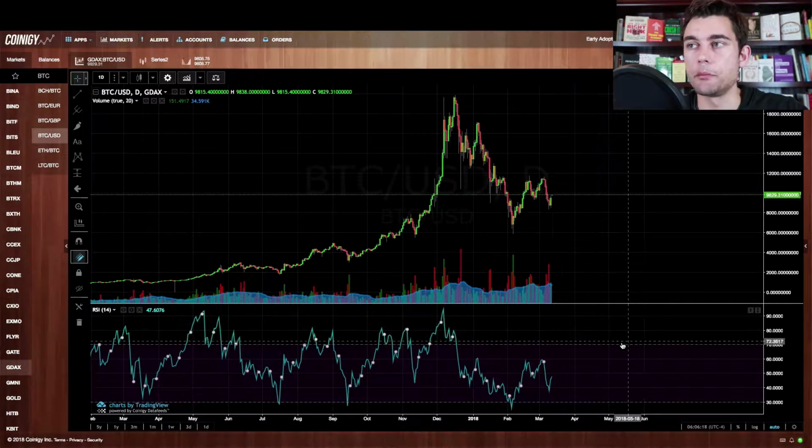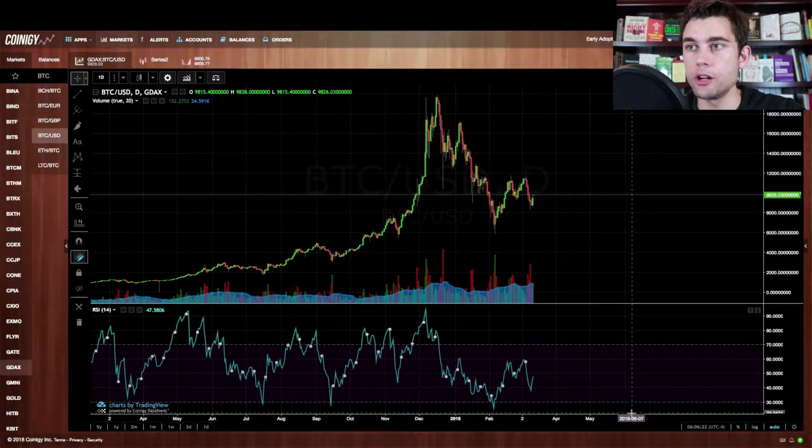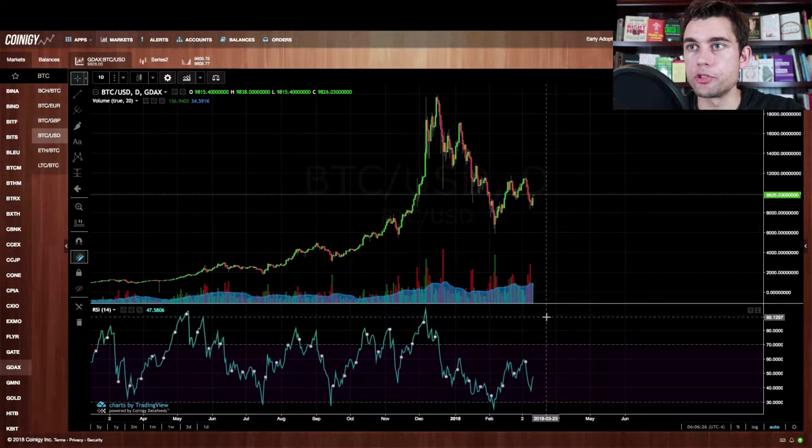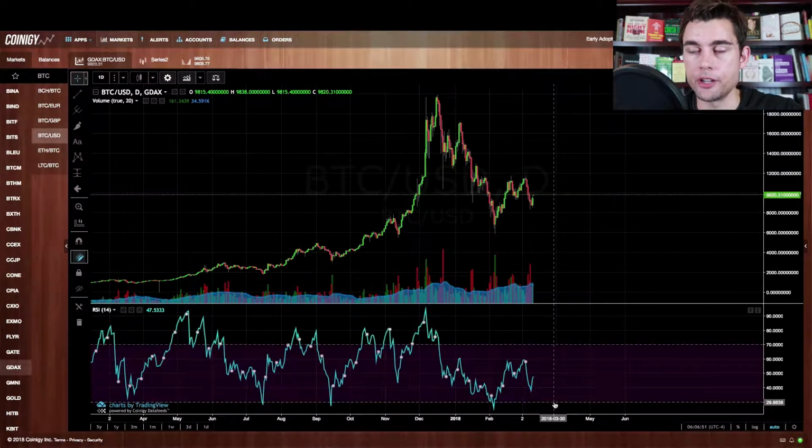So technically speaking, the RSI ranges from 0, which is all the way down at the bottom, all the way up to 100, which is all the way up at the very top. The two boundaries are usually set to 30 at the low and 70 at the high.